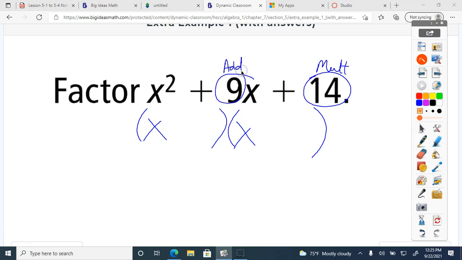So is it always the one without a variable that you're multiplying? The one that has a variable is the adding. Correct.